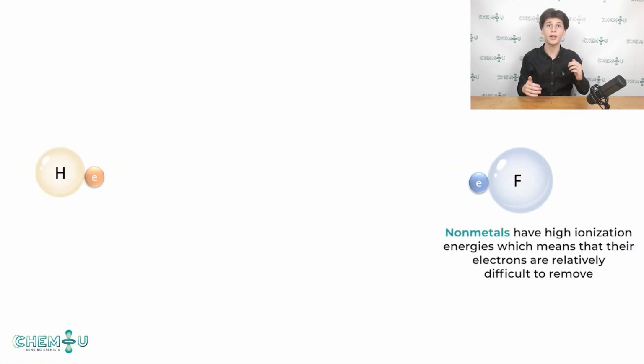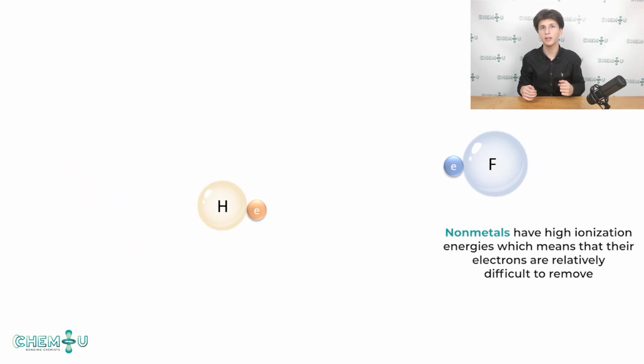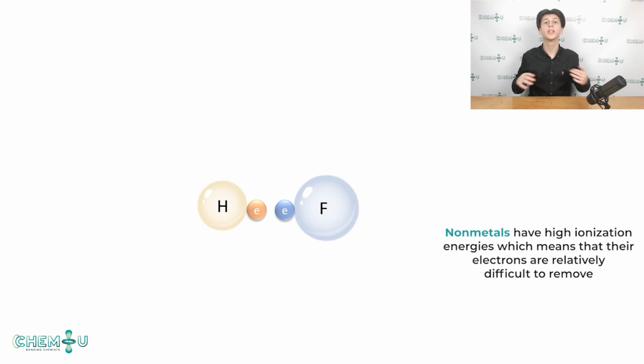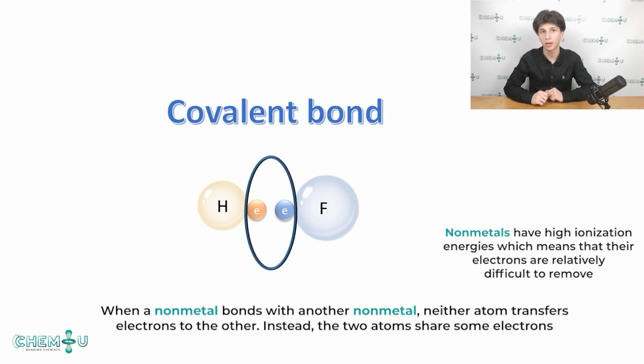Nonmetals tend to have high ionization energies, which means that their electrons are relatively difficult to remove. Therefore, when a nonmetal bonds with another nonmetal, neither atom transfers electrons to the other. Instead, the two atoms share some electrons. The shared electrons interact with the nuclei of both of the bonding atoms, lowering their potential energy following Coulomb's law. The resulting bond is a covalent bond.